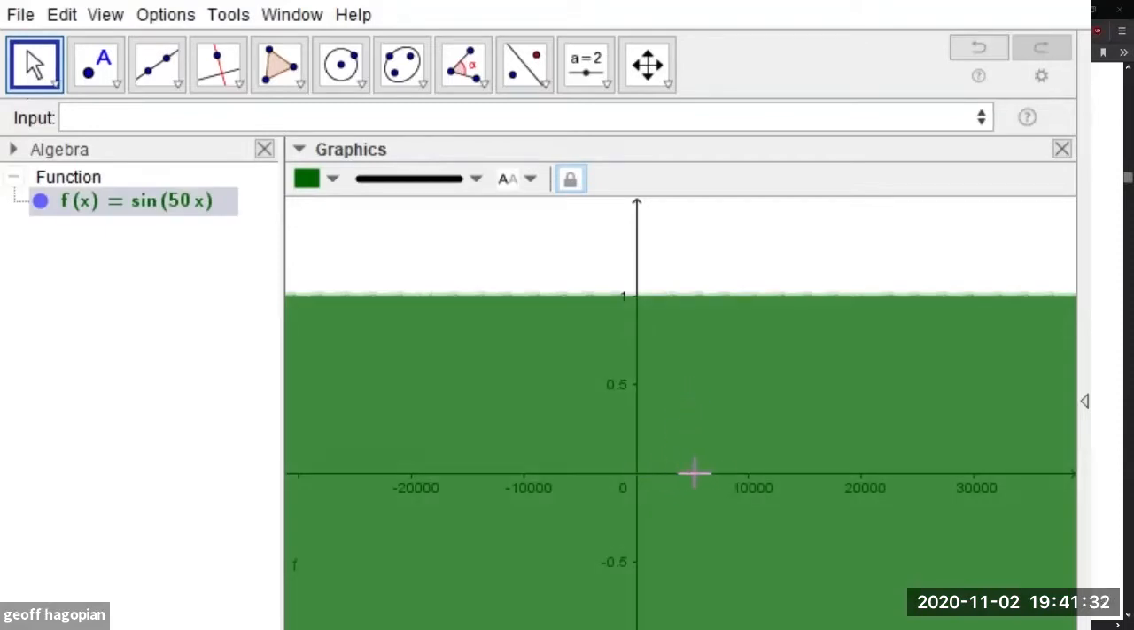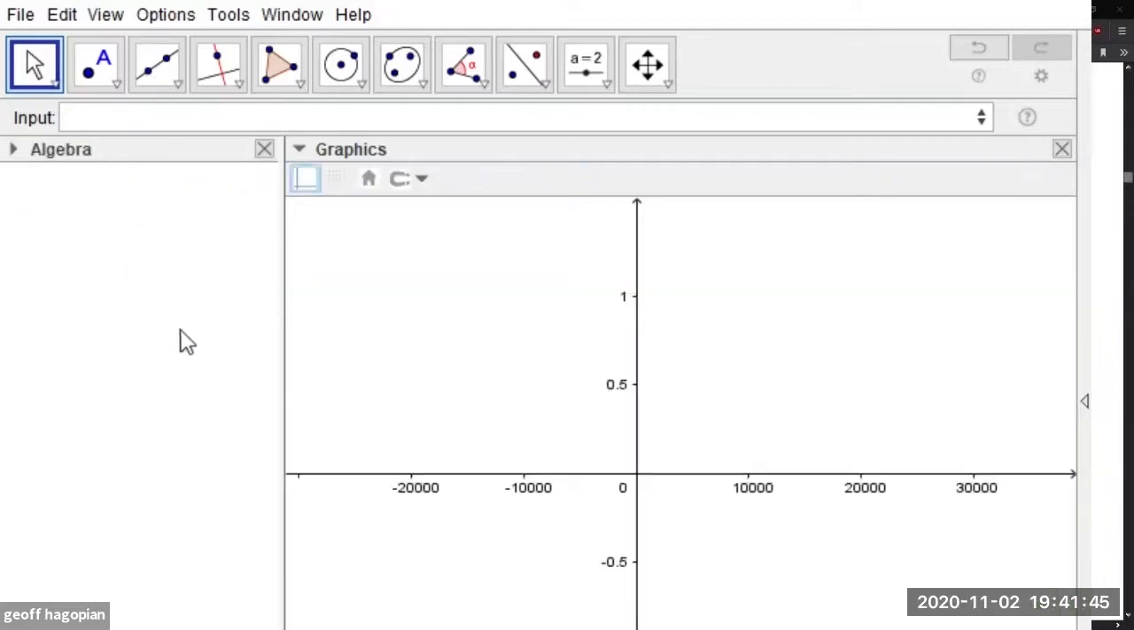Yeah, I can't, apparently. I can just delete the function. No, I can't delete the function either. I've crashed the software. Oh, there. Okay. It was having a hard time with that.